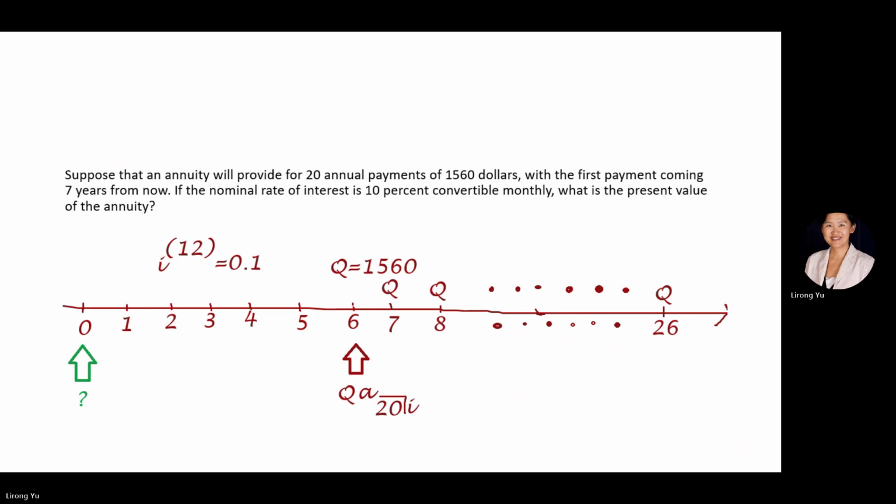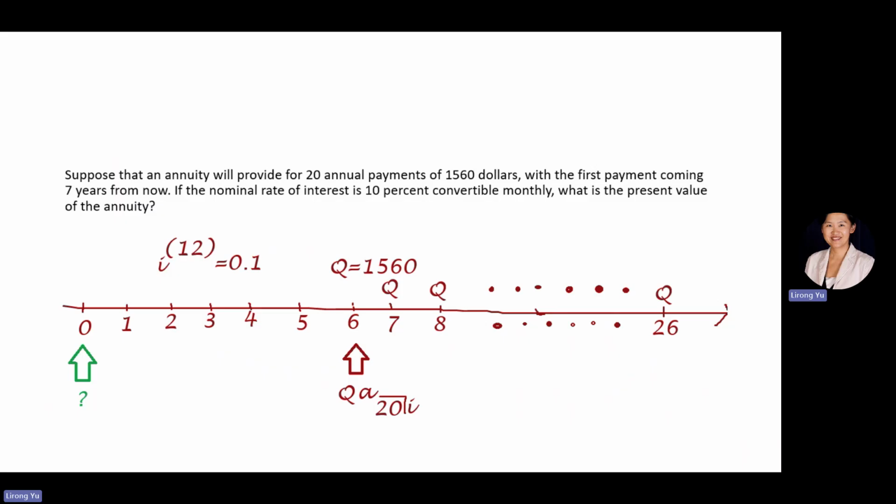Now for Q times a angle 20, we have the Q, but we don't have the i. We have i upper 12, 10% convertible monthly. You have to take the 10% divided by 12 to find the monthly interest rate. This payment is paid annually, so you have to turn the monthly interest rate into an annual interest rate. So we're going to have to work out the interest rate i. You want to calculate Q a angle 20 at i, where i is the annual interest rate because the payments are made annually. Even though the interest rate is given in a monthly format, you have to convert it to an annual interest rate. So we figure out the right interest rate. We already have 20, and we already have the Q.